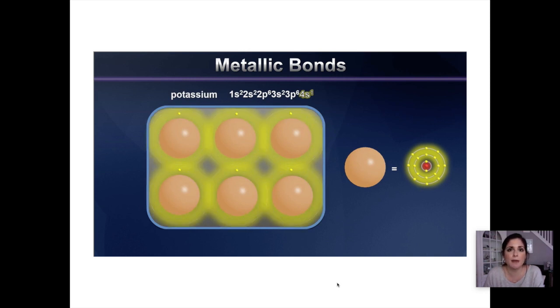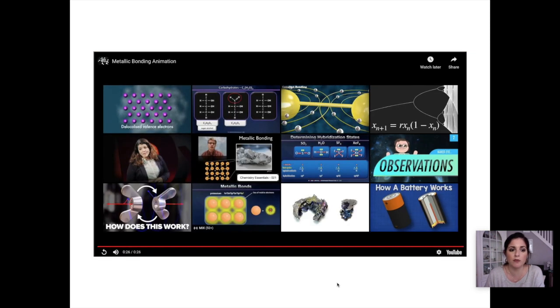So metals are very malleable and ductile because the atoms can slide past each other very, very easily. They're also great conductors of heat and electricity because those electrons are always moving. So this is a really nice example, I think, because you can actually see the flow of electrons.